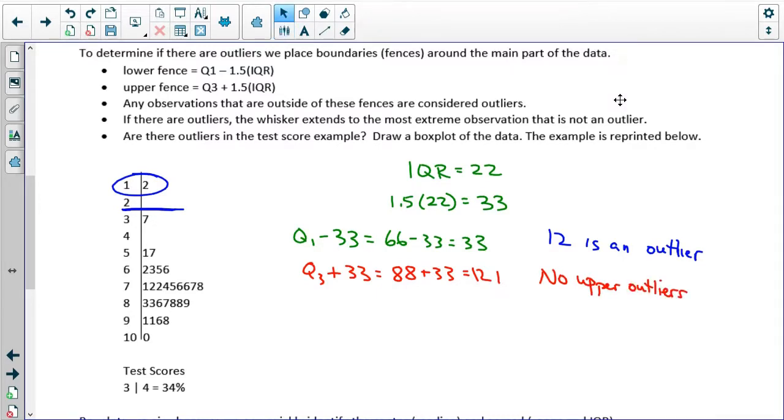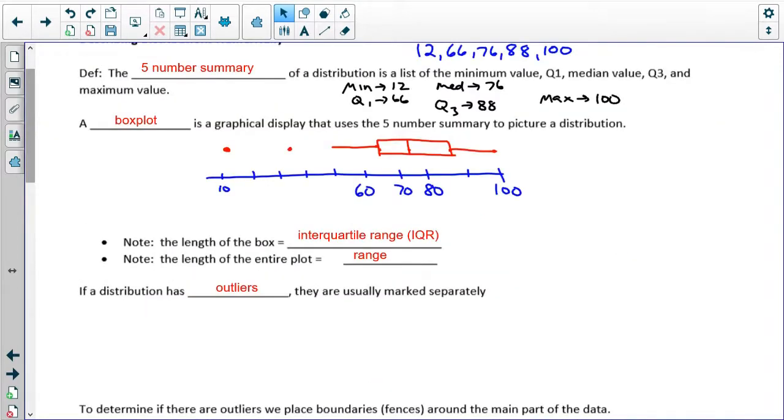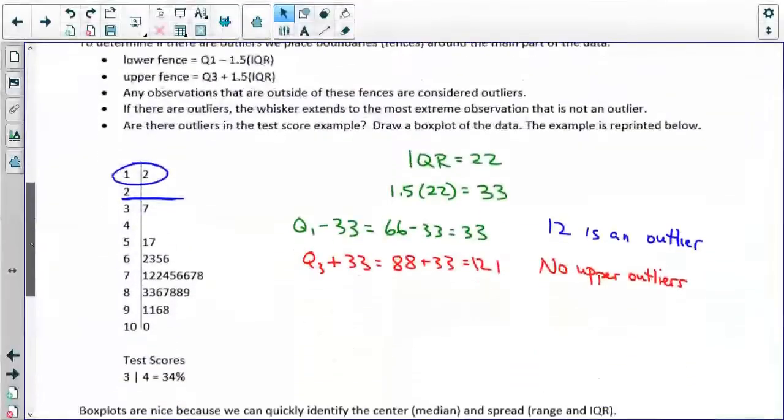So if I'm graphing the box plot, I know that I can graph the box plot for that test score problem to look like this because there was only one outlier. So then I would stop the whisker at 37 because that's the most extreme observation that isn't an outlier. So this is kind of what the graph would look like of the test score example.